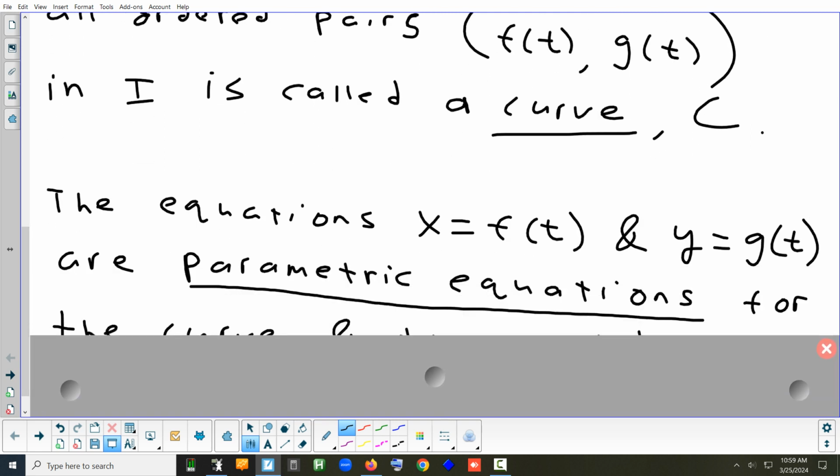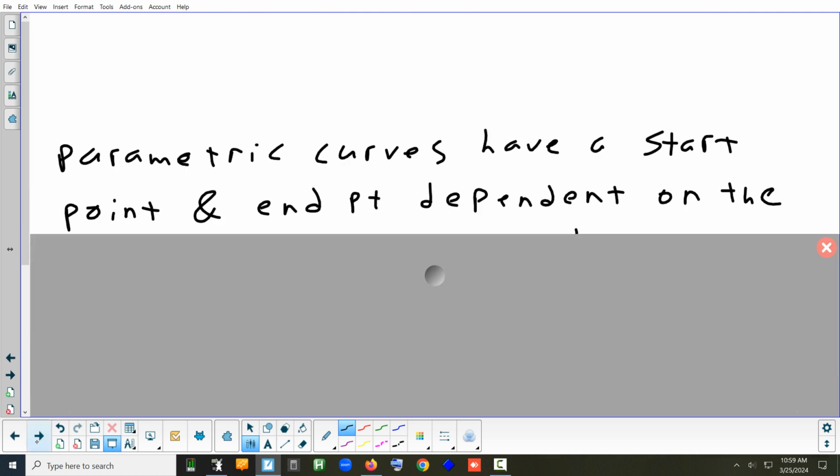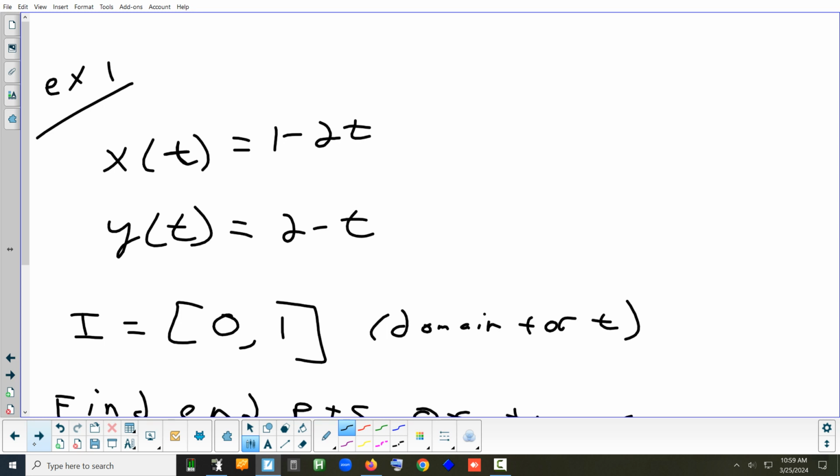So we have to come up with two equations. Let me show you an example. That's an example of a parametric system. The formula for x is 1 minus 2t, and the formula for y is 2 minus t. In this particular problem, you are allowed to plug in anything between 0 and 1, including fractions and decimals. Why 0 to 1? I don't know. They usually just pick a minimum and a maximum for what you can plug in for t. And that's your domain.